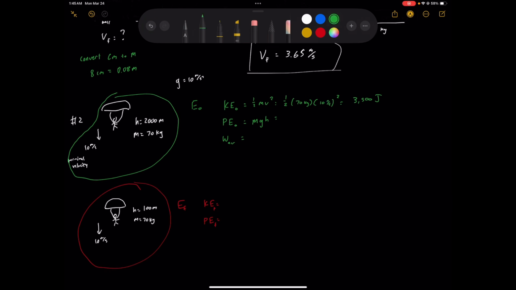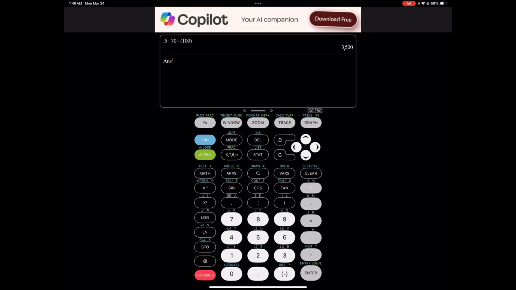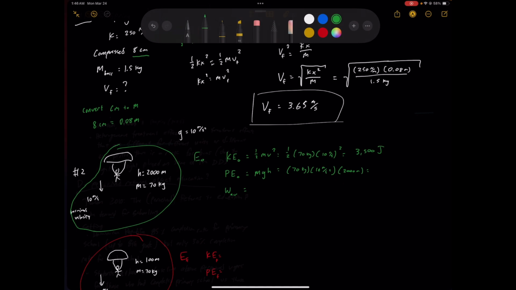So let's go through here again. Just plug in the numbers. So the mass is 70. The acceleration due to gravity, we're going to approximate it as 10. And the height is at 2,000 meters. So we're looking at his initial gravitational potential energy. All right, and again, just type in the calculator, 70 times 10 times 2,000. And we get an enormous number, 1.4 million.